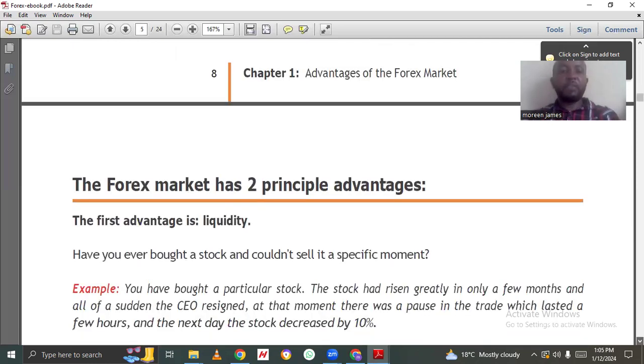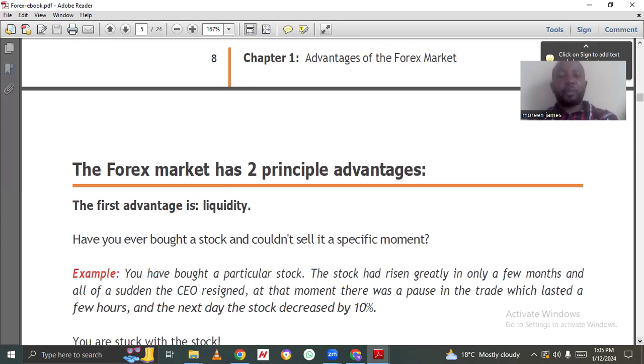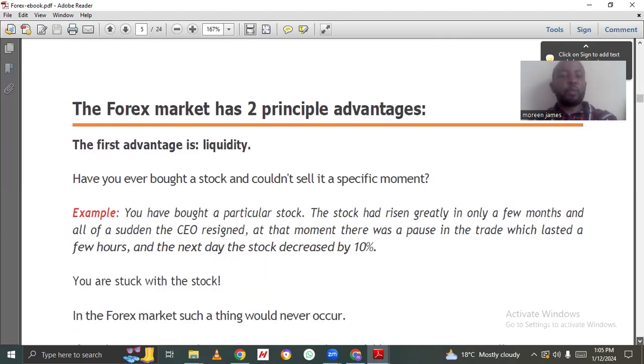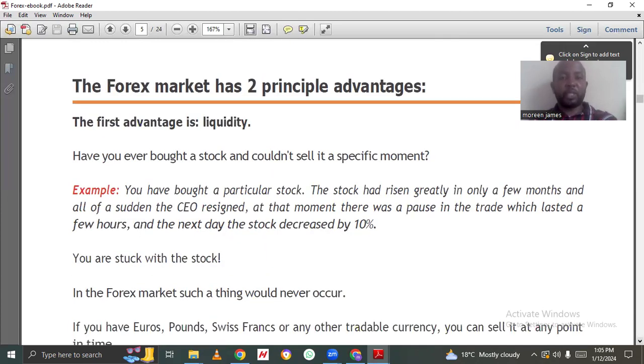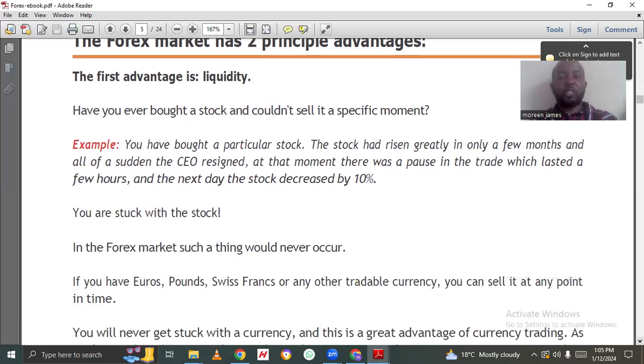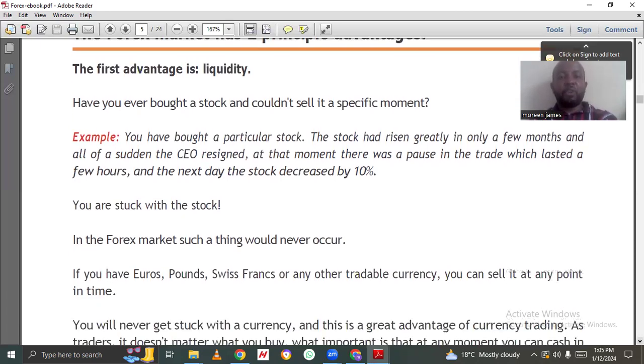Let's first understand the two principles or the advantages of forex. We talked about liquidity when we were beginning on the other PDF. I talked about liquidity. Have you ever bought a stock and could sell it at a specific moment? You have bought a particular stock.